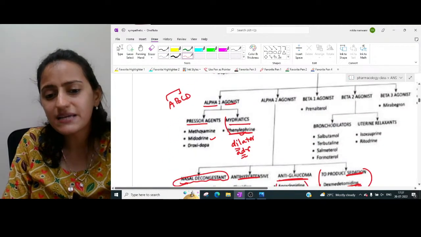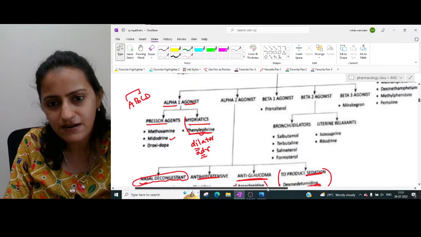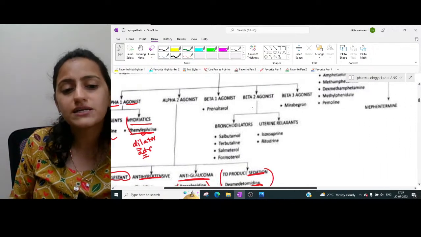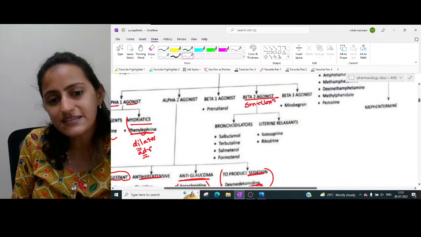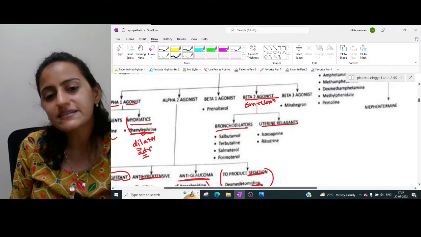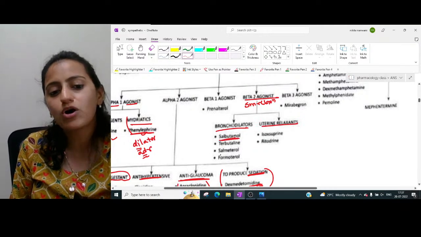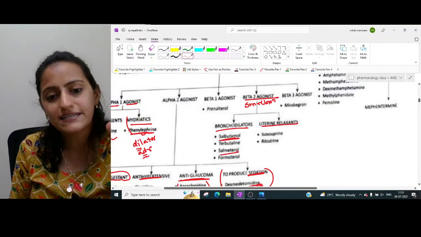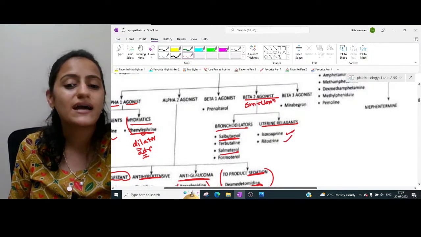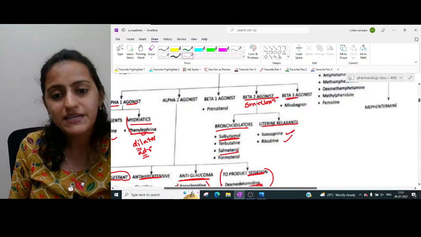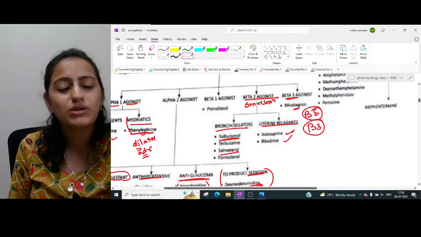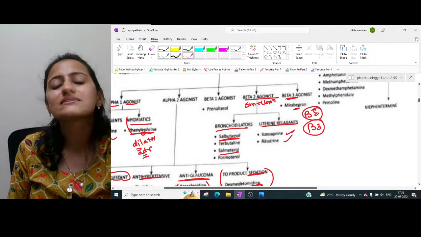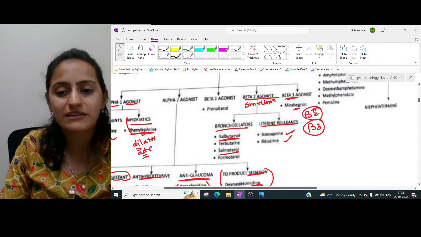Now going to the beta wale, beta 2 is important. Beta 2, remember the smooth muscle relaxation. So you have bronchodilator, uterine relaxant, salbutamol, salmeterol, they cause bronchodilation. Uterine relaxation, isoxsuprine and ritodrine. Beta 3, we have already seen mirabegron, BE is B3. So basically it relaxes the bladder. So it is used in overactive bladder.